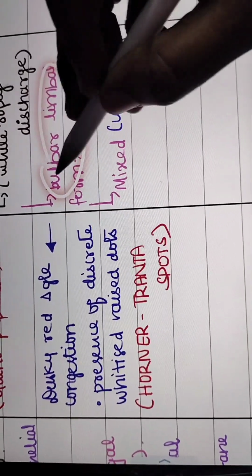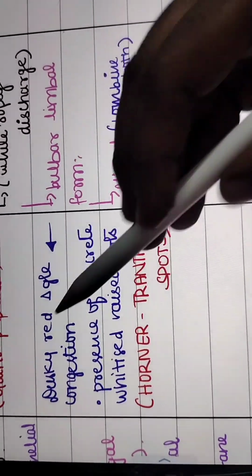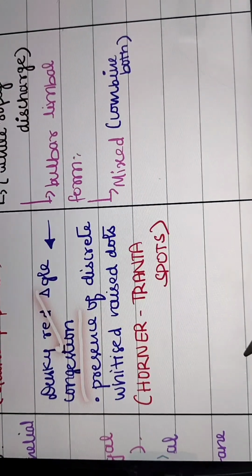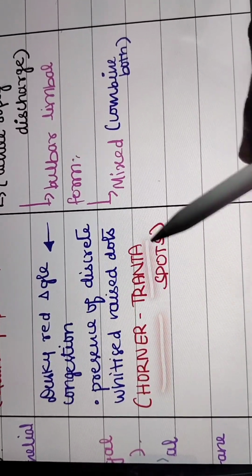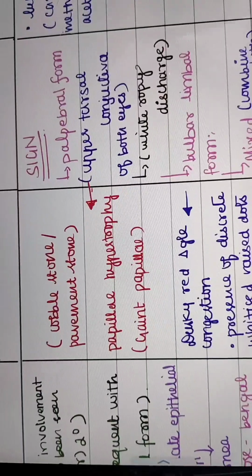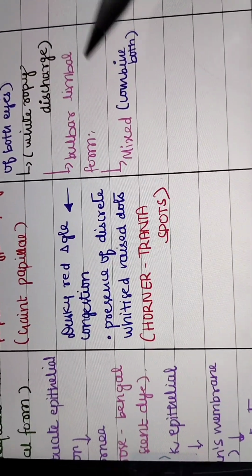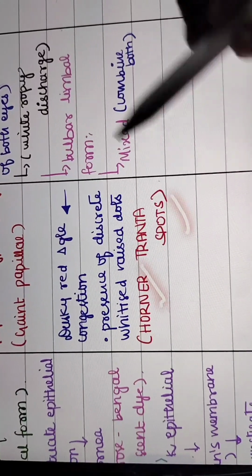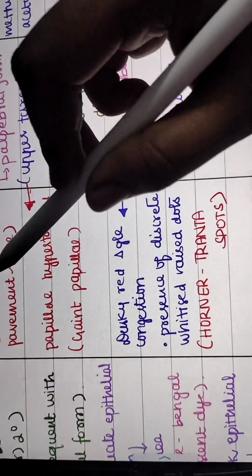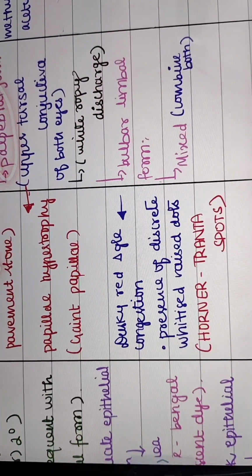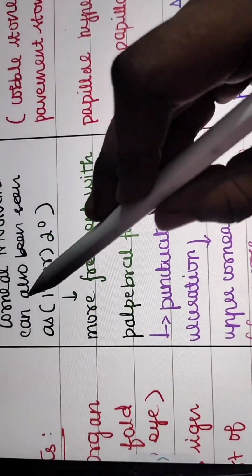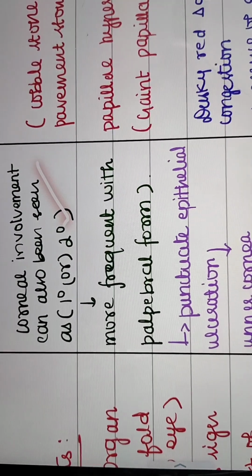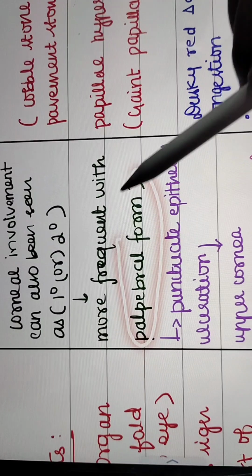Next we have the bulbar limbal form. In the bulbar limbal form, you will see a dusky red triangular congestion and whitish raised dots, known as Horner-Trantas spots. So two things you have to remember: one is the cobblestone appearance and the other is the Horner-Trantas spots. Horner-Trantas spots are at the bulbar level and cobblestones are at the palpebral level, and mixed is the combination of both. Corneal involvement is also seen at the primary or secondary level, and it is most frequent with the palpebral form.